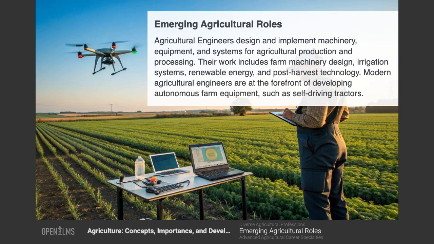Emerging agricultural roles. Agricultural engineers design and implement machinery, equipment, and systems for agricultural production and processing. Their work includes farm machinery design, irrigation systems, renewable energy, and post-harvest technology. Modern agricultural engineers are at the forefront of developing autonomous farm equipment, such as self-driving tractors.